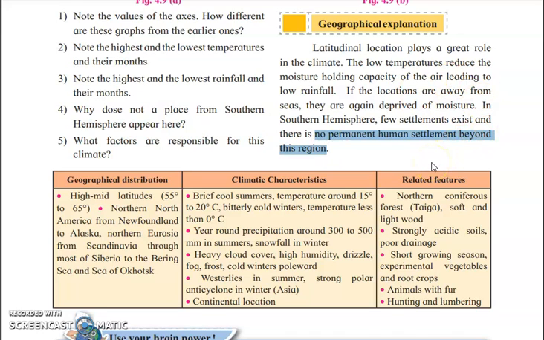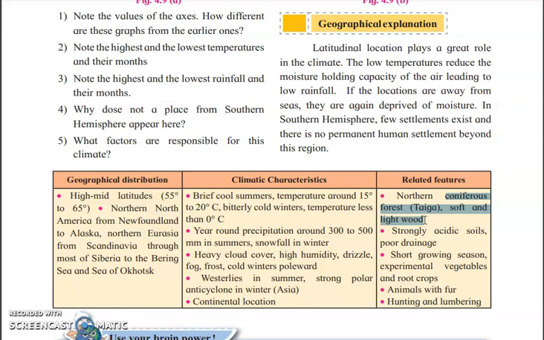Which type of animals can you see? The animals which have heavy fur on them are seen here. The soil is totally acidic, very strongly acidic. Because of that you cannot cultivate anything on it, and because of snowfall also, agriculture is not carried out here. You can see coniferous forest in the taiga area, where you can get very soft and light wood. Coniferous forests are those forests which have the characteristic of a single crop.